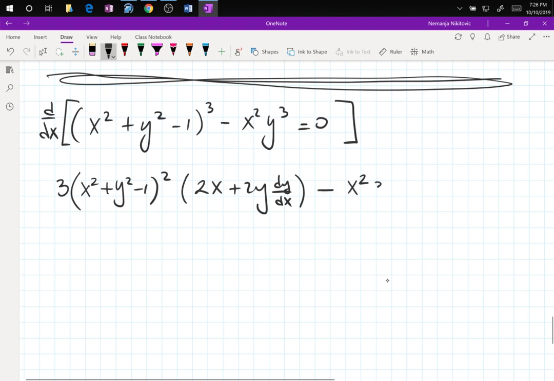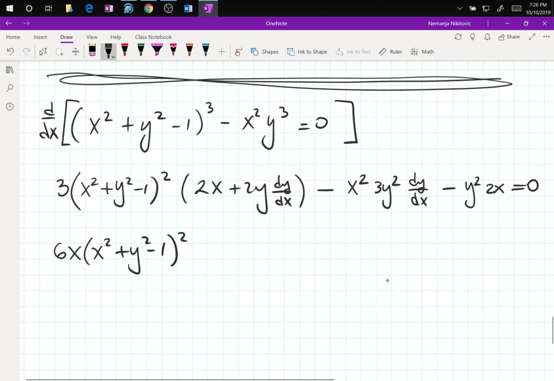Copy the first, derivative of the second, then dy dx. Plus and minus will give you another minus there. And then you have copy the second, derivative of the first, and then equal to, no copying, 0. So we multiply this out and order the terms. We have 6x (x squared plus y squared minus 1) squared plus 6y (x squared plus y squared minus 1).